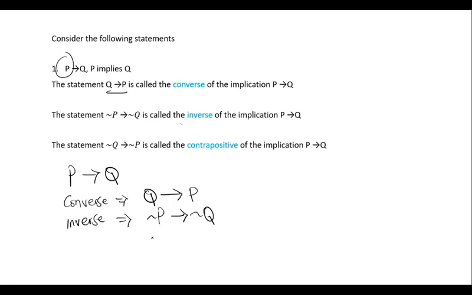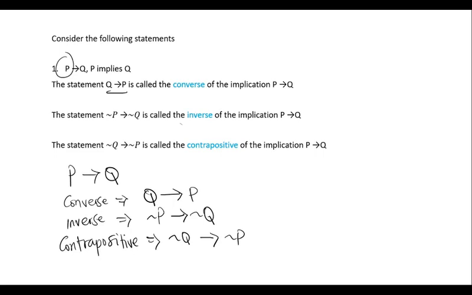Now the contrapositive is the negation of the inverse of the original statements, that is, the inverse of the converse. Or we have negation of Q implies negation of P. So the statement negation of Q implies negation of P is called the contrapositive of the implication P implies Q.